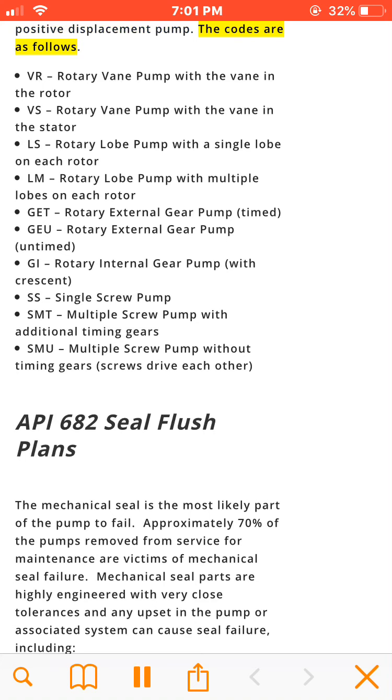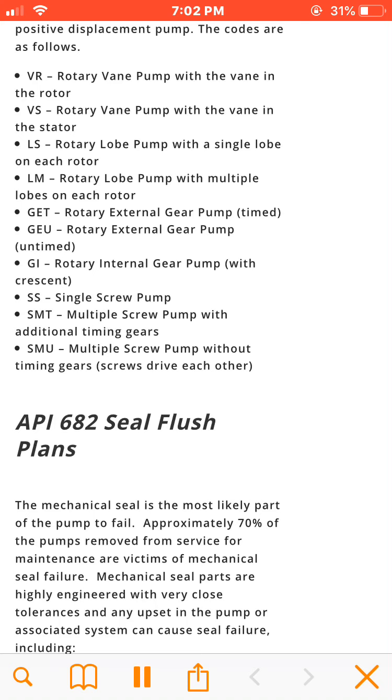VR, rotary vane pump with the vane in the rotor, versus rotary vane pump with the vane in the stator. LS, rotary lobe pump with a single lobe on each rotor. LM, rotary lobe pump with multiple lobes on each rotor. GET, rotary external gear pump, timed. JU, rotary external gear pump, untimed. GI, rotary internal gear pump, with crescent. SS, single screw pump. SMT, multiple screw pump with additional timing gears. SMU, multiple screw pump without timing gears.